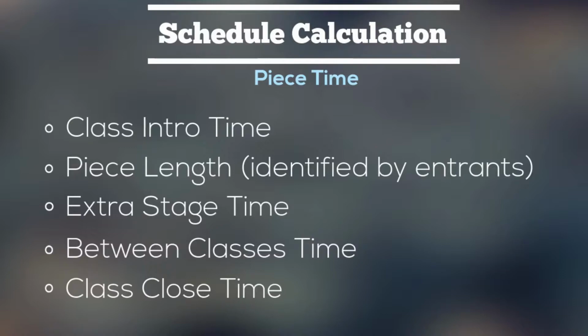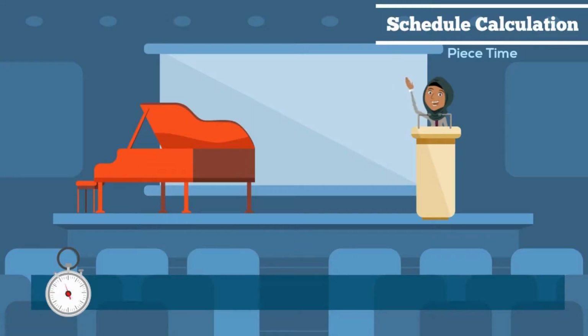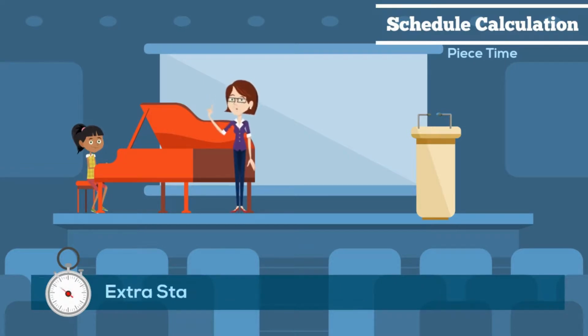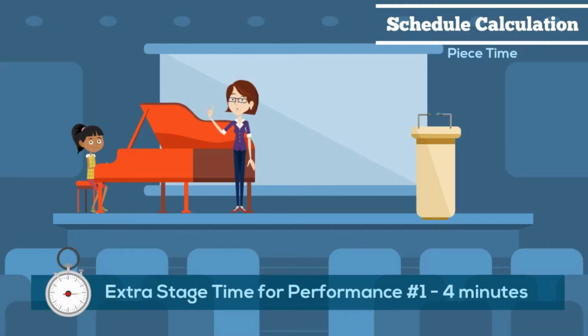The class intro time is the time before the class even begins, such as when an adjudicator secretary welcomes everybody to the festival. The amount of time that a piece takes to play is entered by the participants themselves, and it is always rounded up to the nearest minute. For example, 176 seconds would be rounded up to 3 minutes. The extra stage time is the amount of time that you want to designate for when the adjudicator is going to workshop with the participants.